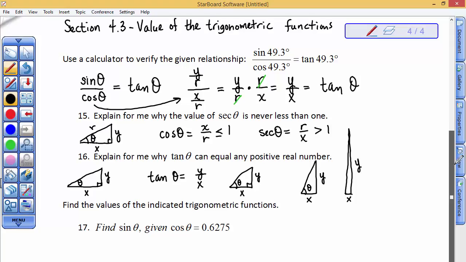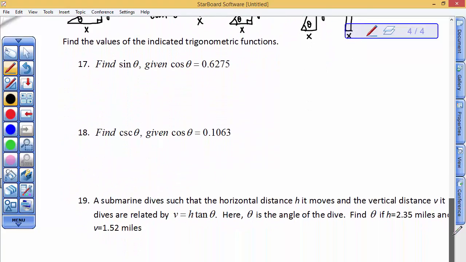Okay, let's go ahead now and do a few more problems that dig just a little bit deeper. We have learned how to find theta given a ratio on our calculator. But this problem says find the sine of theta, not theta. So once you know theta, you'll hit the sine button and then the angle to get the answer to this problem. But it's given that cosine theta is 0.625.